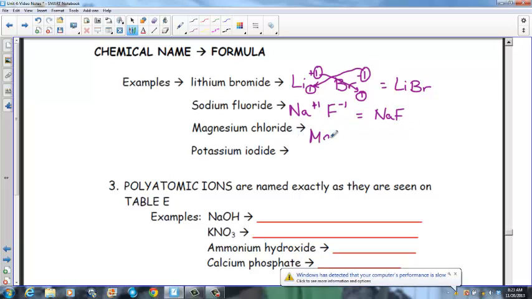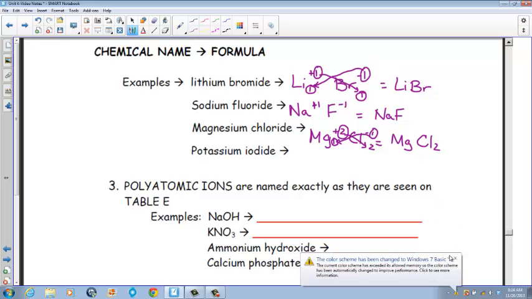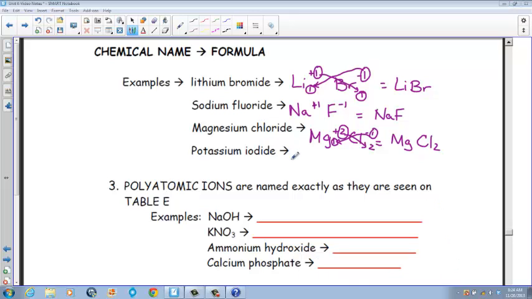Magnesium chloride. Now this is where you're going to actually use your crisscross method. Magnesium has a +2 oxidation number. Chlorine has a -1 oxidation number. So this 2 is going to come down as a subscript on the chlorine. This 1 would become the subscript on the magnesium, and you would just write MgCl2. We don't write the 1s. But to finish off the crisscross method, we'll bring the 1 down so that you know there's only one atom of magnesium.